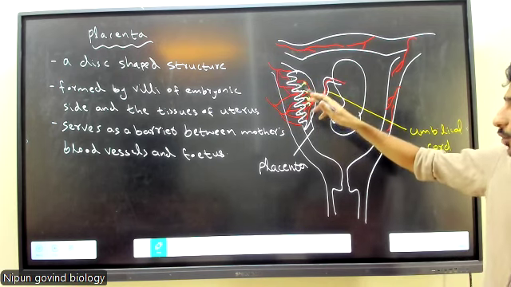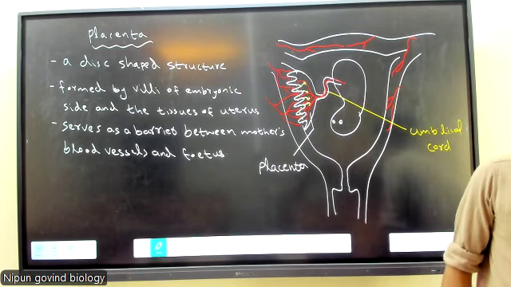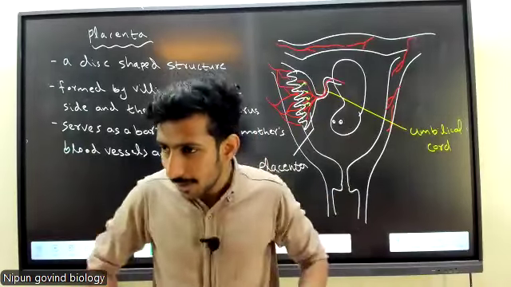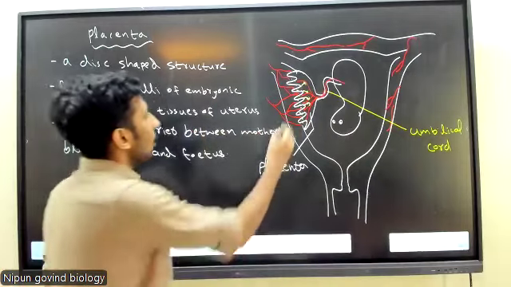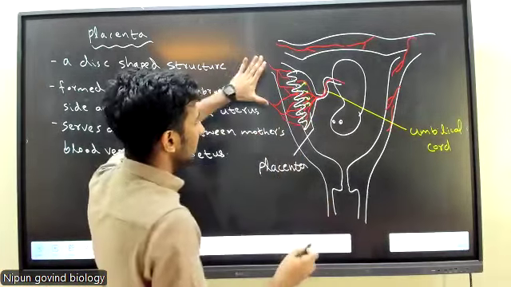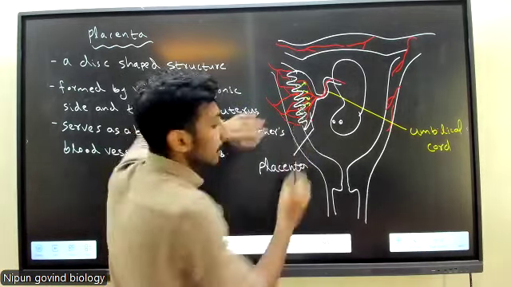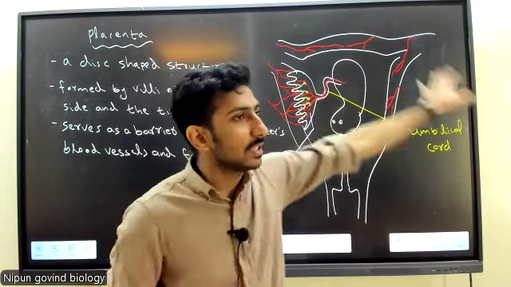From the placenta, the nutrients are absorbed by the fetus's blood. Understood? And the mother inhales oxygen. From her lungs, oxygen enters into the blood. The mother's blood carries oxygen and delivers it here in the placenta. From the placenta, this oxygen is taken by the fetus.